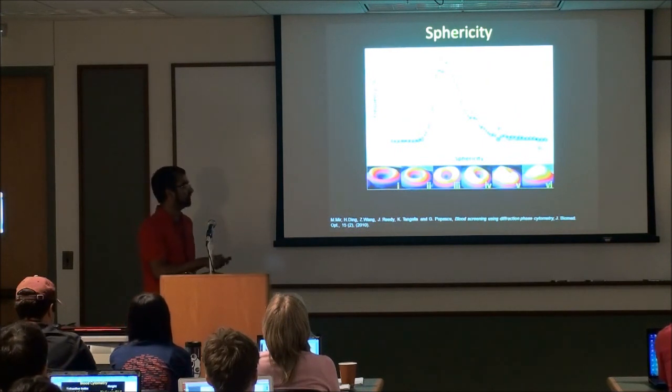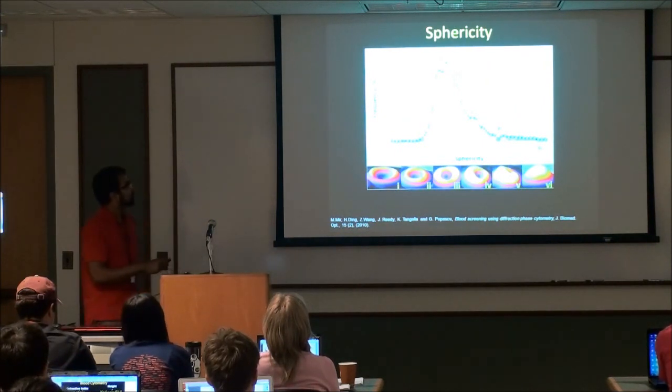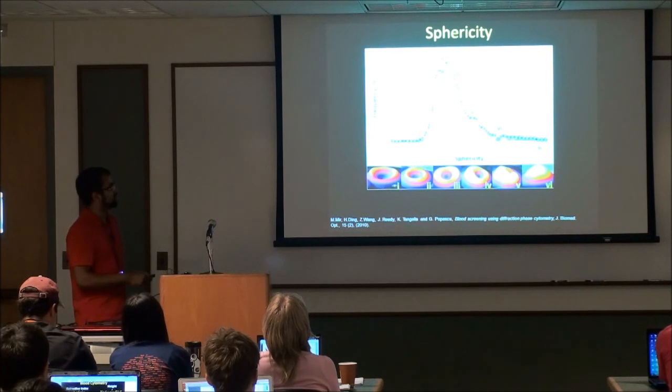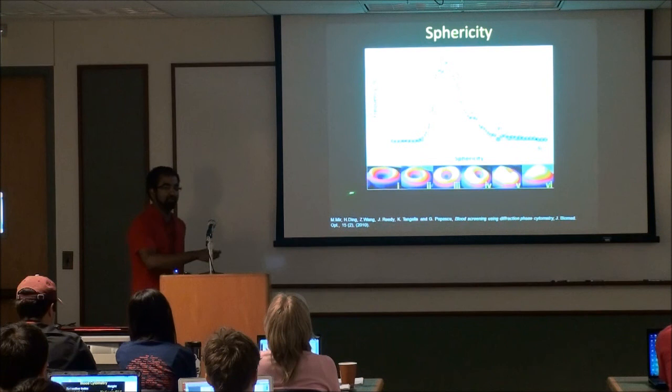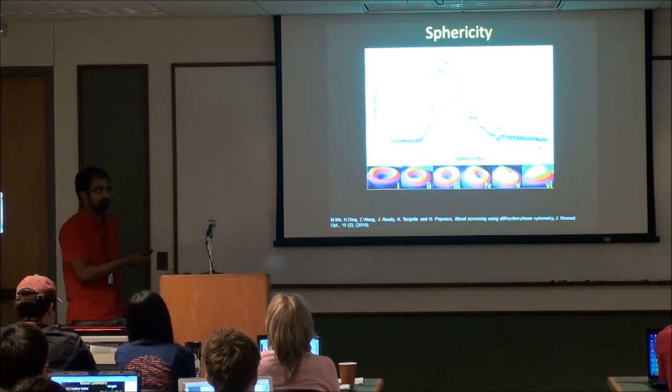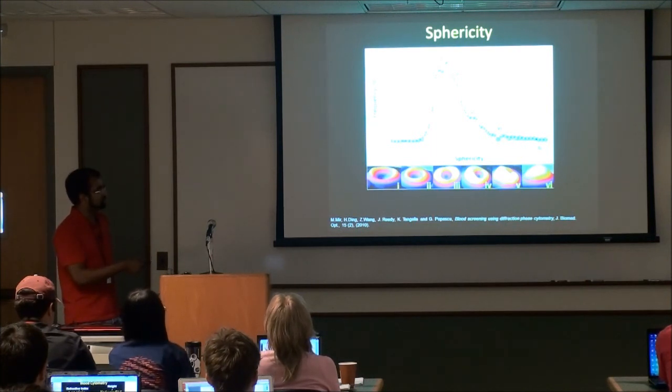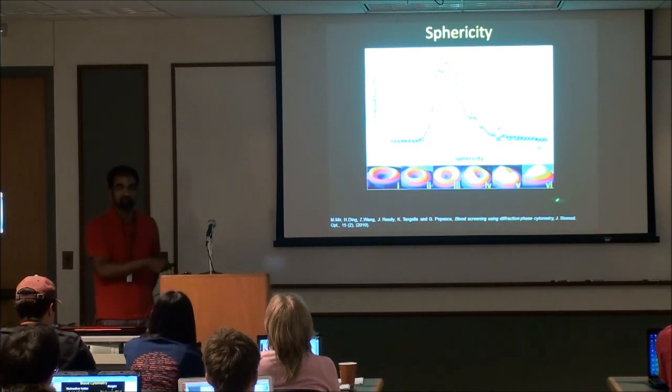So this is an example of a sphericity distribution from a normal patient. So you can see that even in a normal patient, you have cells that go from very flat to the normal discocyte shape to very spherical. And this is an example of a data set that wasn't possible before without this technology, because basically this information was provided only qualitatively.